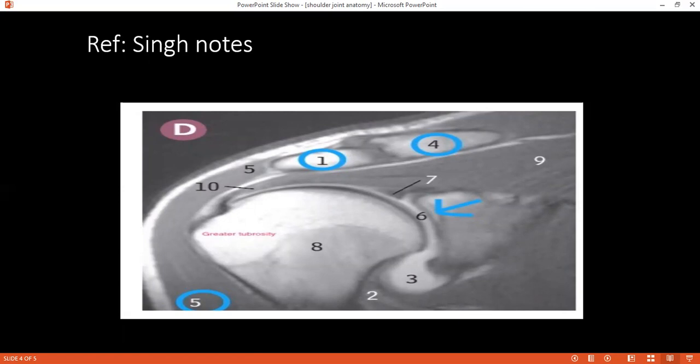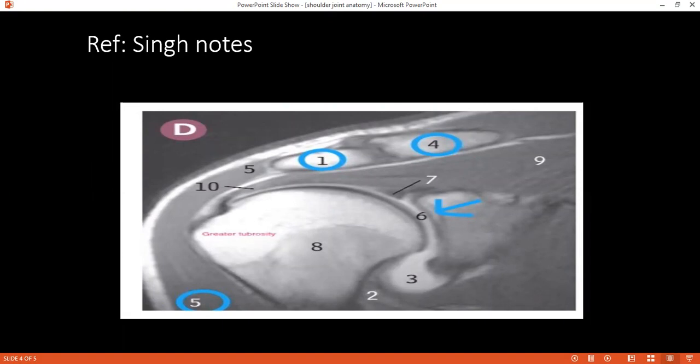Can you please tell me what kind of image you are looking at? This is an MR coronal oblique image of the shoulder. Can you identify the blue circled structures? Three blues. Number 1, 4, and 5, please.